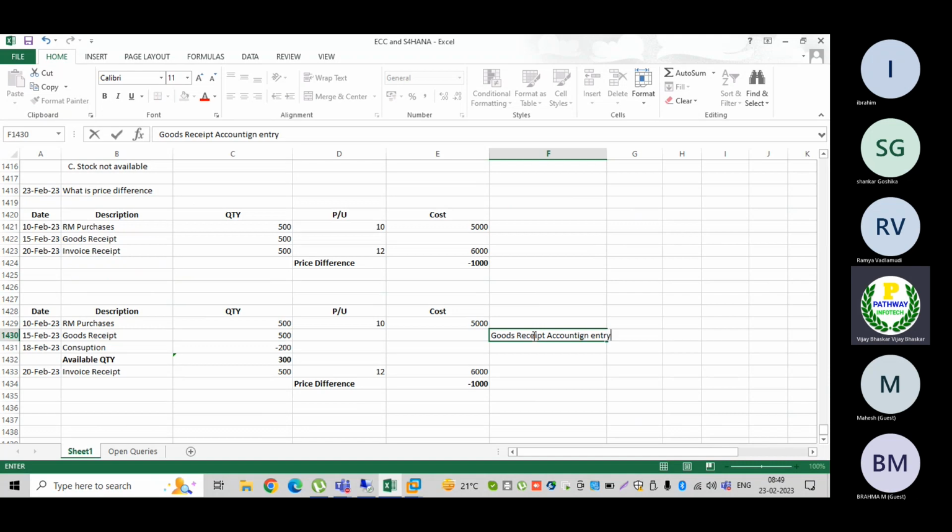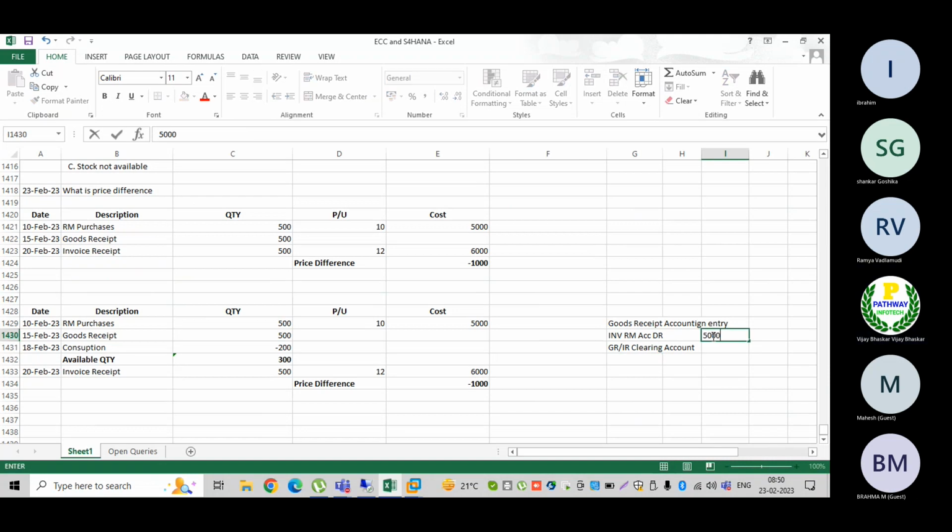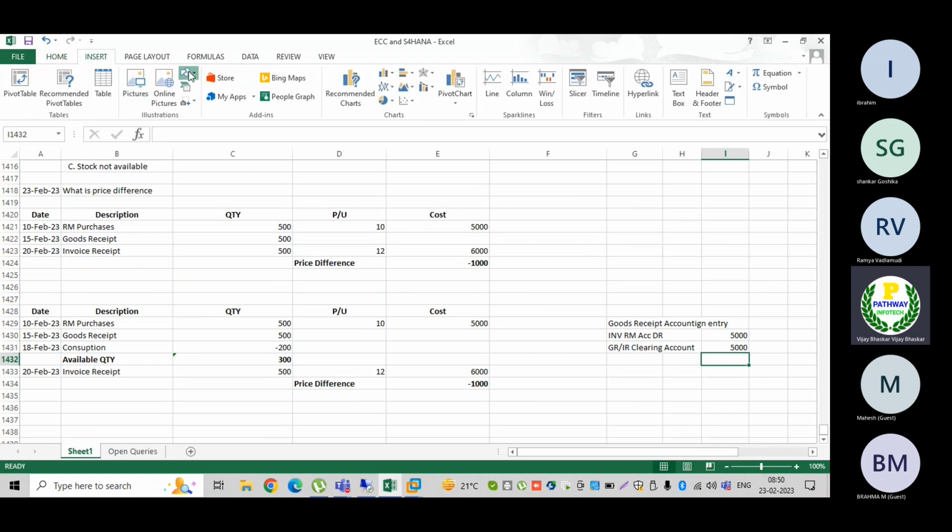Accounting entry: inventory raw material account debit to GRIR clearing account. The inventory raw material account is going to be debited, then the GRIR clearing account credited. The cost would be 5,000 rupees, and here also 5,000 rupees. This is the accounting entry for my raw material when I received the goods.